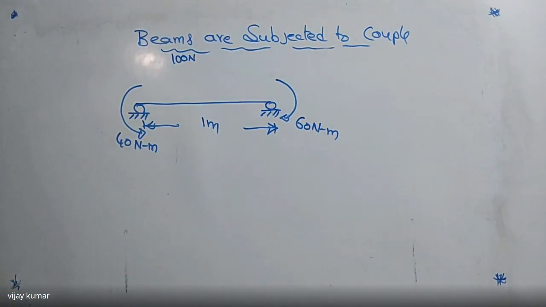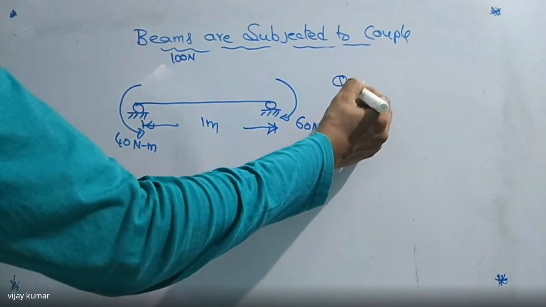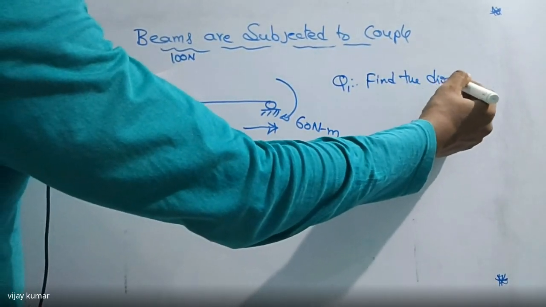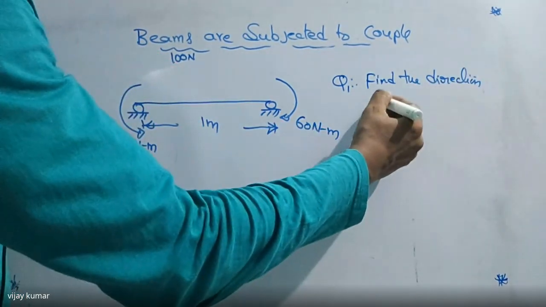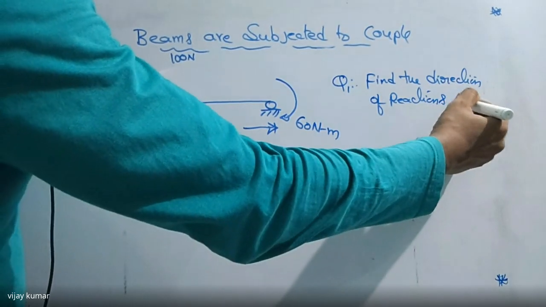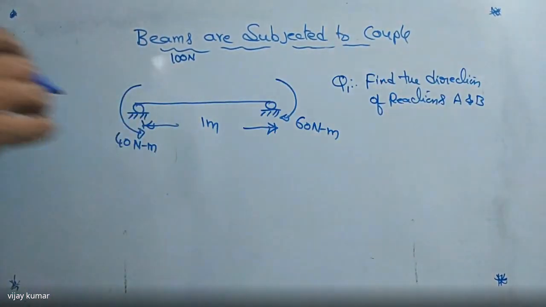Now here, this is a simply supported beam which is subject to two couples at the two supports. One is clockwise and one is anti-clockwise direction. So here my question is, first of all, I want to find the reactions at these supports. Question number one, find the direction of reactions at A and B.